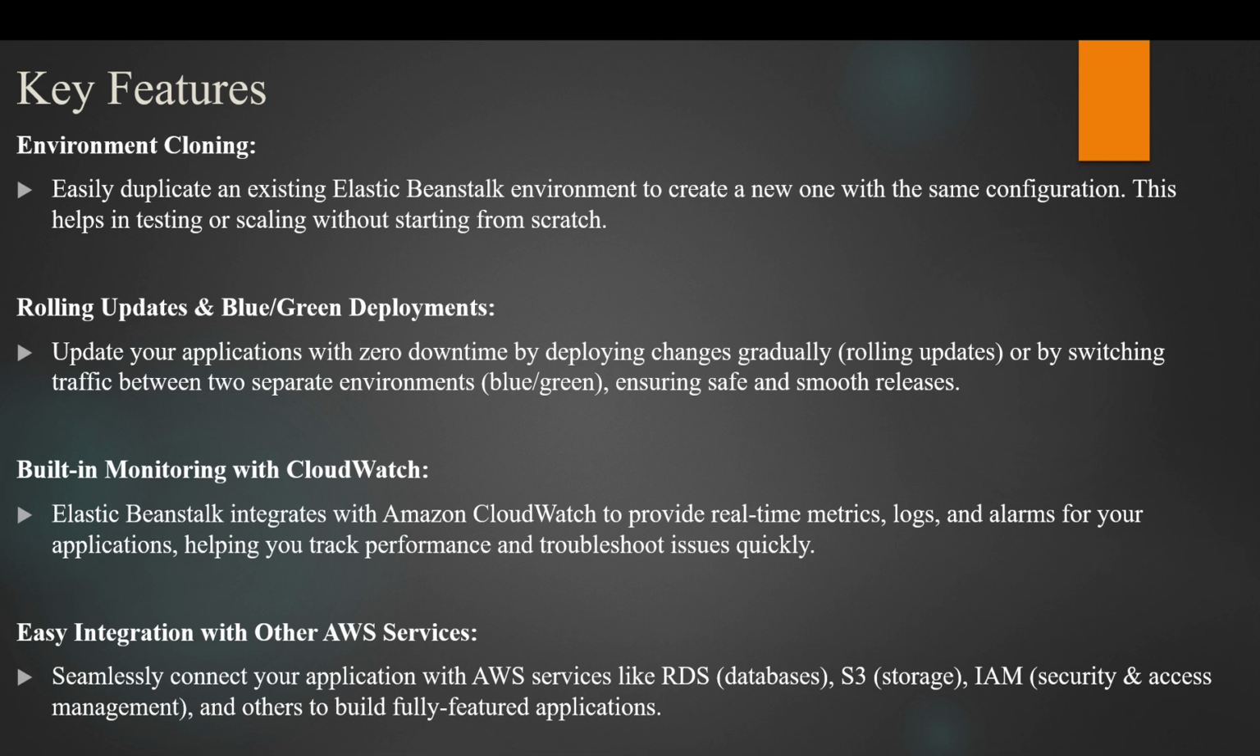Built-in monitoring with CloudWatch: Elastic Beanstalk integrates with Amazon CloudWatch to provide real-time metrics, logs, and alarms for your applications, helping you track performance and troubleshoot issues quickly. Easy integration with other AWS services: seamlessly connect your application with AWS services like RDS for databases, S3 for storage, and IAM for security and access management, and others to build fully featured applications.